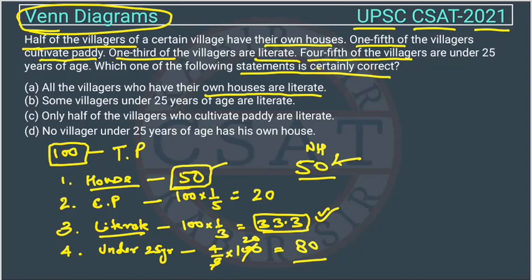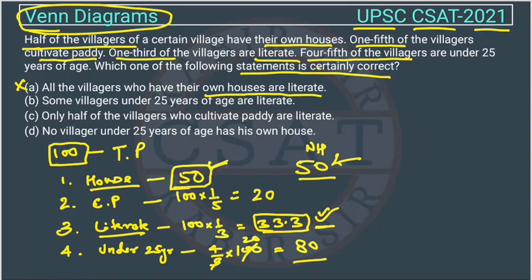33 people are literate. But here 50 लोगों के पास घर है, but here we are saying only 33 लोग ही literate हैं, right? और ये statement बोल रहा है कि जितने लोगों के पास भी घर है वो सारे literate हैं. ऐसा तो बिल्कुल नहीं है, because we have literate only 33, right? So this statement is wrong.